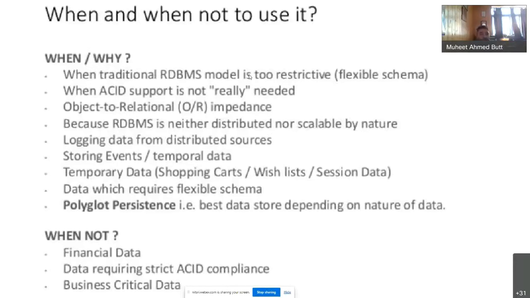Now, temporary data like shopping carts, wish lists, session data are obviously also huge data. If you talk of Amazon or Flipkart, maintaining 1,000,000, 2,000,000, 5,000,000, 10,000,000 users at a time, and ensuring that their shopping carts and their transactions are maintained, is very difficult to manage.